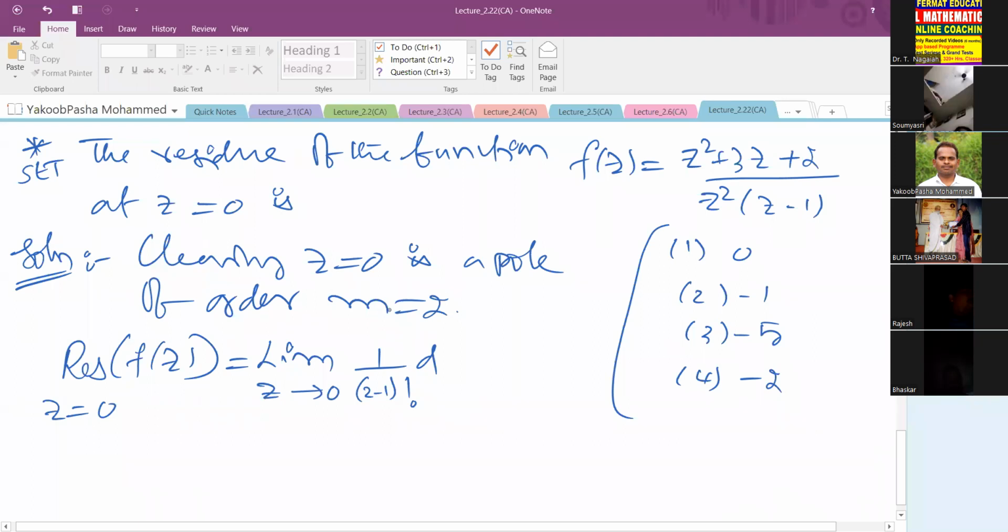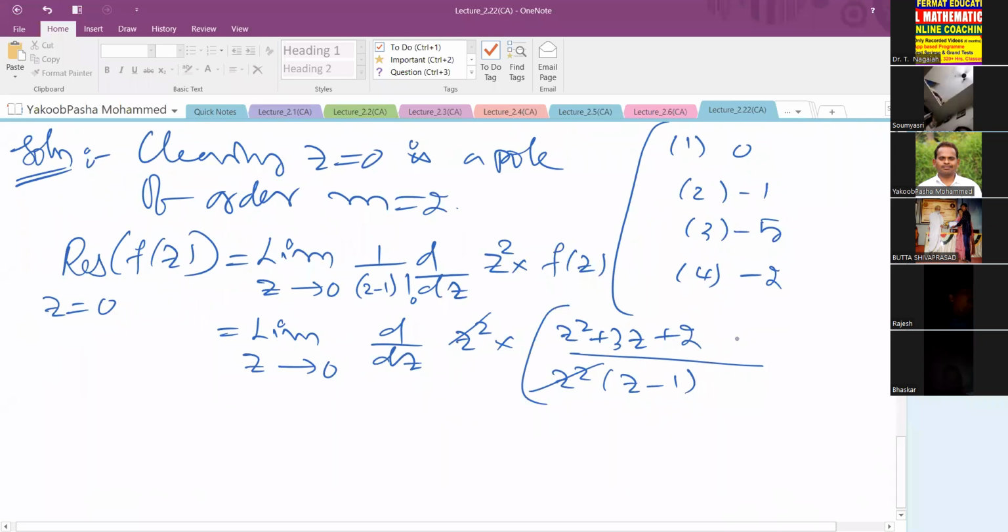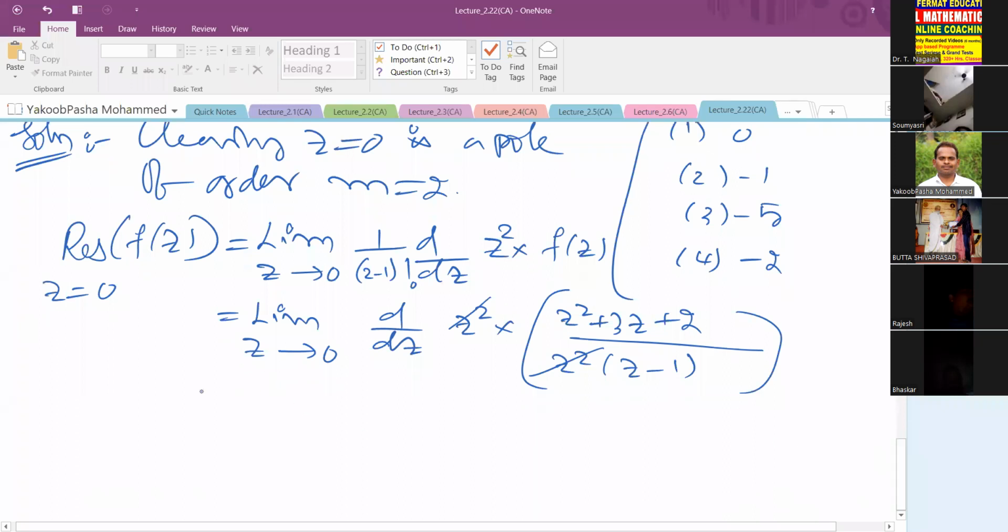d by dz, since m equal to 2 means first derivative, of z square into f of z. That is equal to limit z tends to 0, d by dz of z square into z square plus 3z plus 2 divided by z square into z minus 1. Here z square will be cancelled. Now differentiate this function with respect to z one time and apply limit z tends to 0 here.